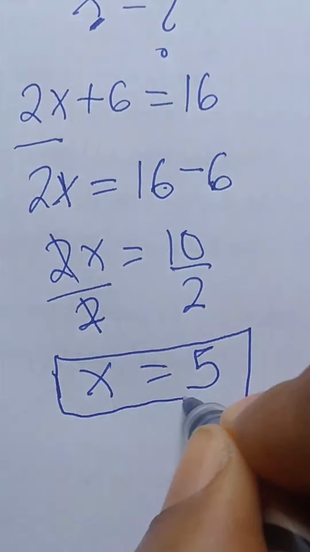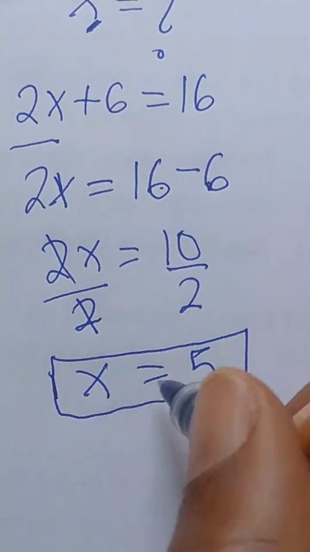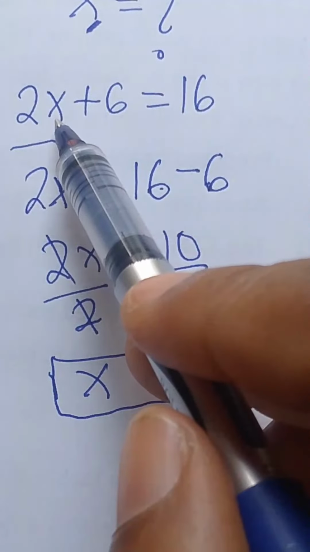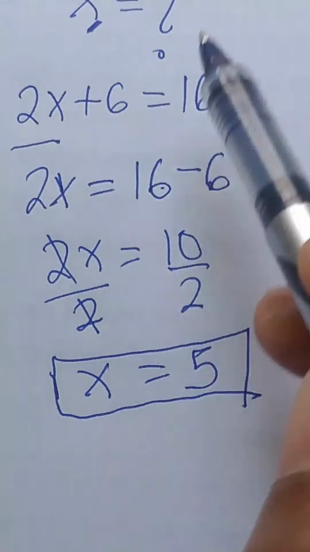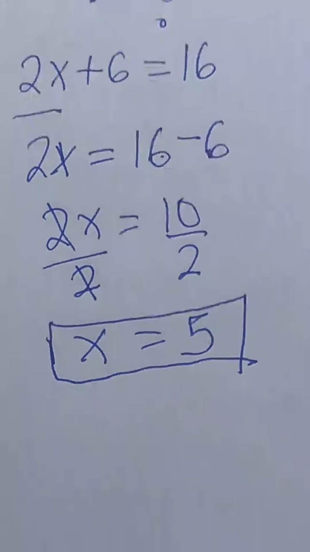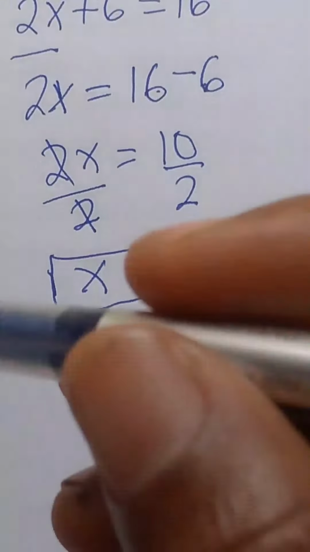And you know you can always check. Substitute this x equal to 5 into this equation, into this part. You have 2 times 5 is 10, 10 plus 6 is 16. So it satisfies the equation. So our answer, x equal to 5, is excellently correct.